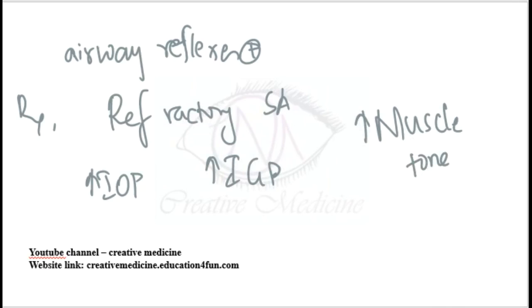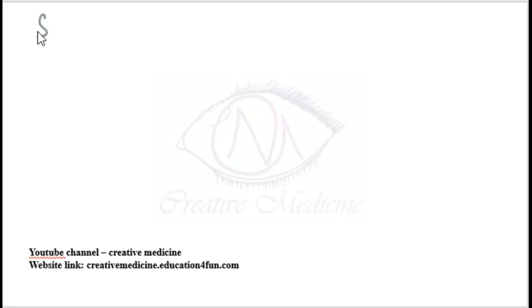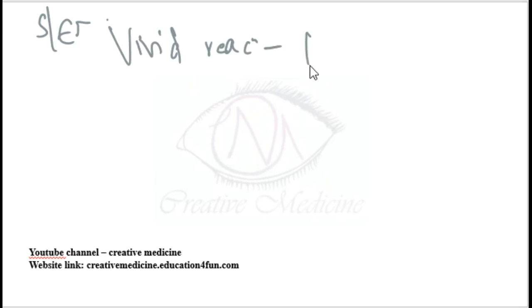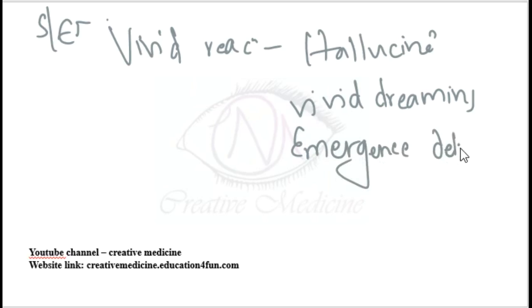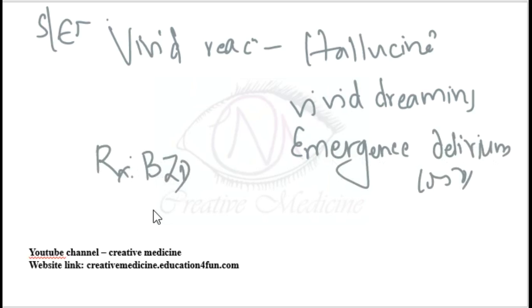Side effects of ketamine. Ketamine is responsible for vivid reactions. It causes hallucinations in 40 to 50%. It causes vivid dreaming in 20% of individuals. It can result in emergence delirium in 10 to 30%. For these vivid reactions, benzodiazepines are the drug of choice. Barbiturates and opioids can also be used.